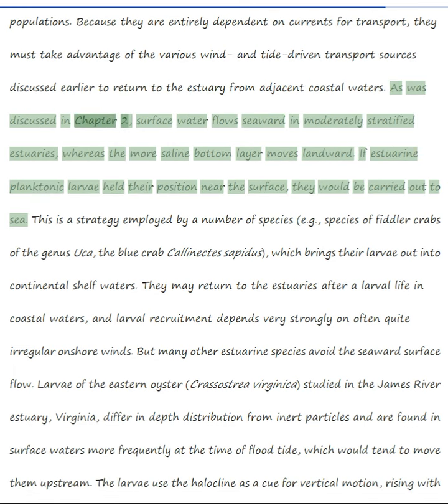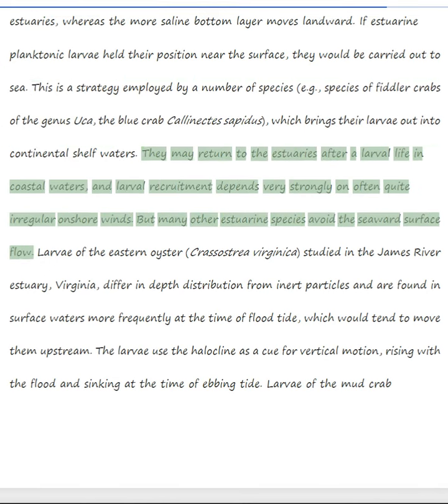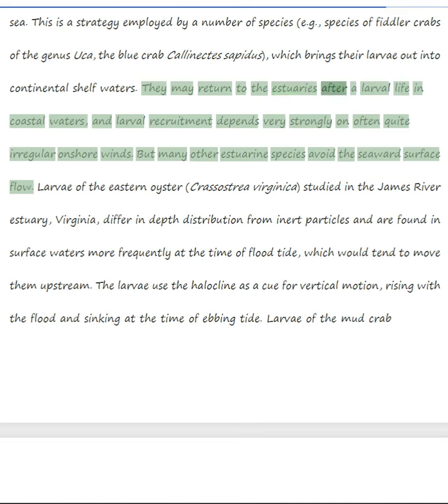As was discussed in Chapter 2, surface water flows seaward in moderately stratified estuaries, whereas the more saline bottom layer moves landward. If estuarine planktonic larvae held their position near the surface, they would be carried out to sea. This is a strategy employed by a number of species, which brings their larvae out into continental shelf waters. They may return to the estuaries after a larval life in coastal waters, and larval recruitment depends very strongly on often quite irregular onshore winds.